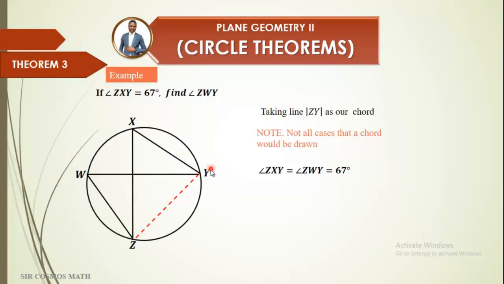So my chord is YZ. That one is going to help me locate the type of angles I want. So this chord has subtended an angle at W. The same chord has made an angle at X, which means this angle and this angle are the same. Therefore, angle ZXY is equal to angle ZWY. Thank you very much.